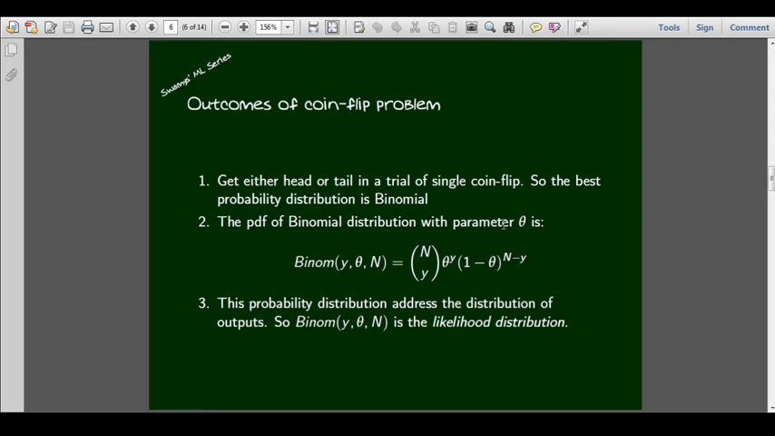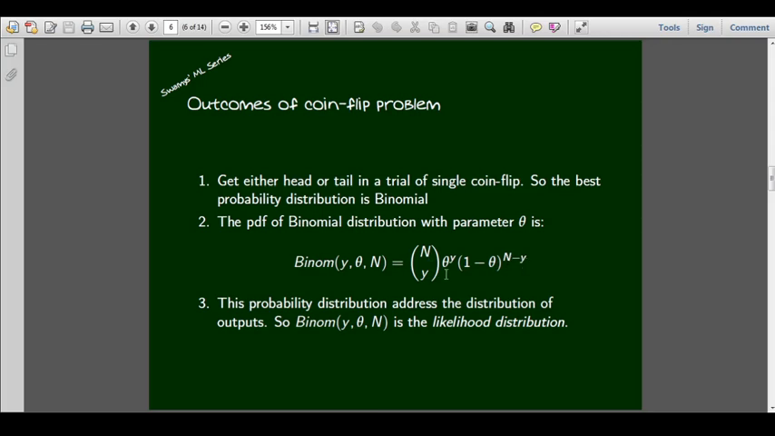The binomial distribution has two parameters mainly, theta and n. This y is the variable. Binomial distribution of y under theta and n is given by nCy theta raised to y into (1 minus theta) the whole raised to n minus y. That is, nCy theta raised to y into (1 minus theta) the whole raised to n minus y.